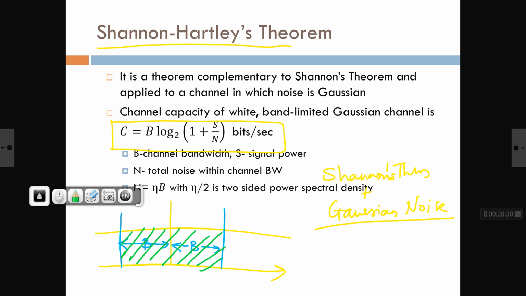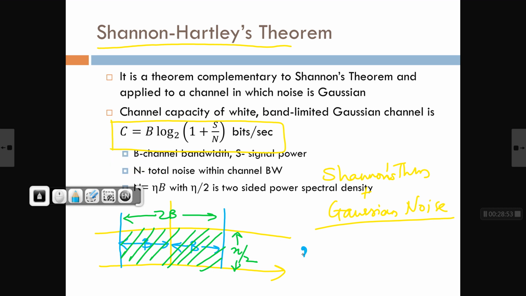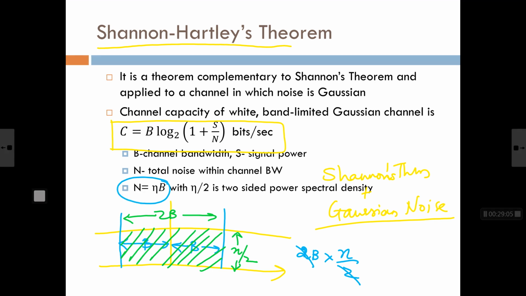So if I take the integration over this particular area, this becomes a rectangle, so this side is 2B and this value is eta by 2. So if I want to find the noise in a channel whose bandwidth is B, then that would be twice B into eta by 2. So 2 and 2 will get cancelled. Noise in that particular bandwidth would be eta into B. That is the reason we have got a noise as eta into B, where eta by 2 is the two-sided power spectral density.